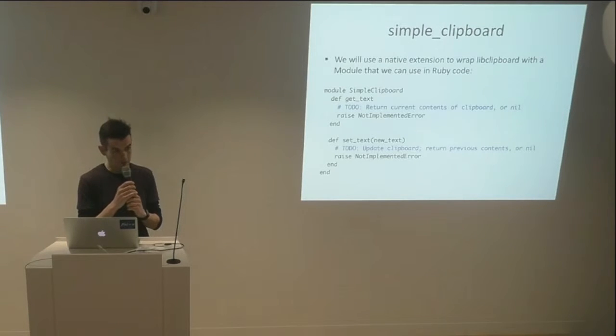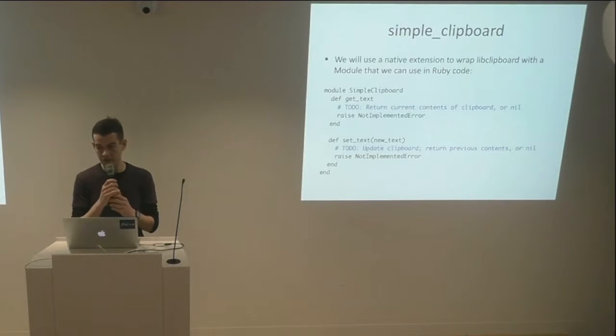What we're going to do with libclipboard is wrap it in a really simple Ruby module. We're just going to call it simple clipboard, and that's going to provide two methods. One is called getText, and that's going to return the contents of the clipboard, and another is setText. It's going to take some new text, update the clipboard, and return the old text.